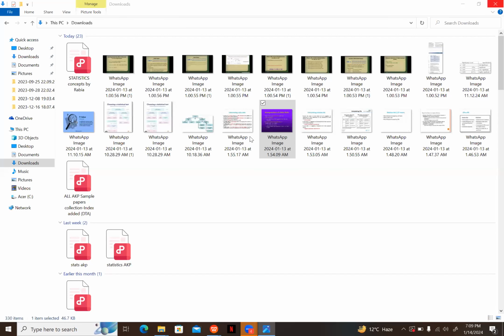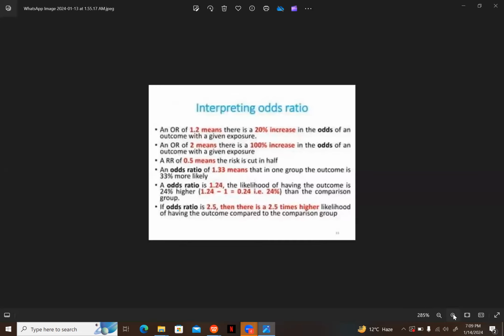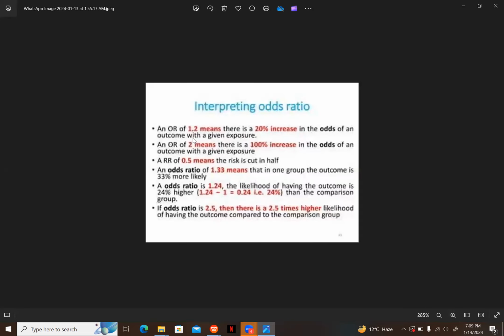Okay, what else? Yes, see this. An odds ratio of 1.2 means there is a 20% increase in the odds of an outcome with a given exposure. This is just the interpretation, okay? An odds ratio of 2 means there is 100%. This value is coming from that formula I have shown you before, that is the odds ratio minus 1 multiplied by 100.